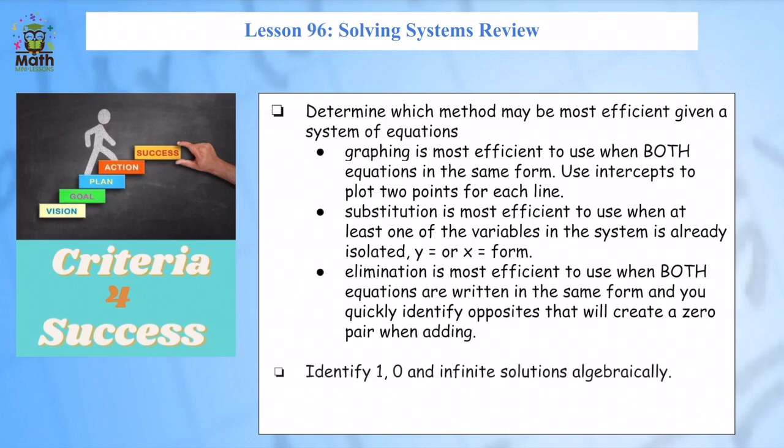Another success point would be to be able to identify the number of solutions algebraically, as well as just by looking at the equations. You should be able to make an inference about the number of solutions and then justify it with algebra. And finally, we're going to look to see that you can accurately solve the system of equations. So these are the things I'm also going to try and model in this lesson. And make sure you're getting your practice and your feedback before the end of unit assessment.